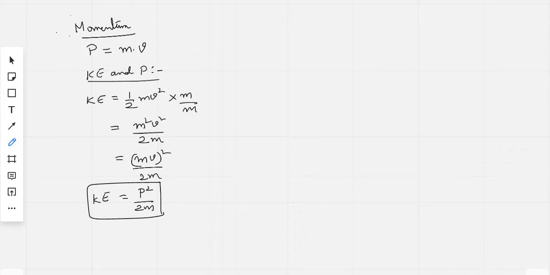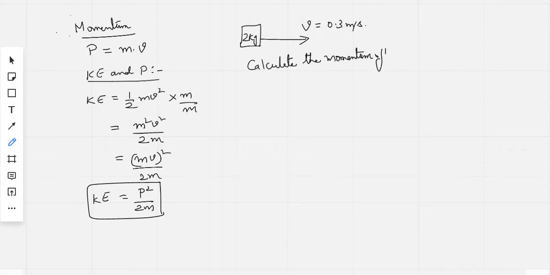Let's do a small problem based on this formula. A body of mass 2 kg is moving in the forward direction with the velocity v equals to say 0.3 meters per second. Then the question is, calculate the momentum of the body.